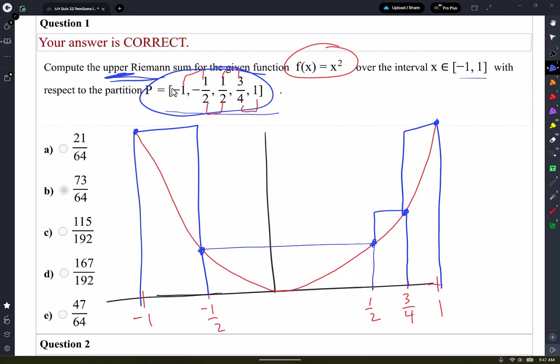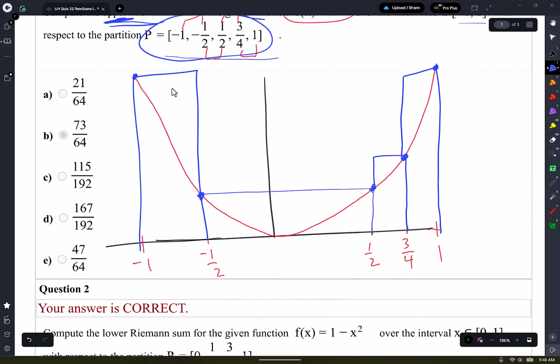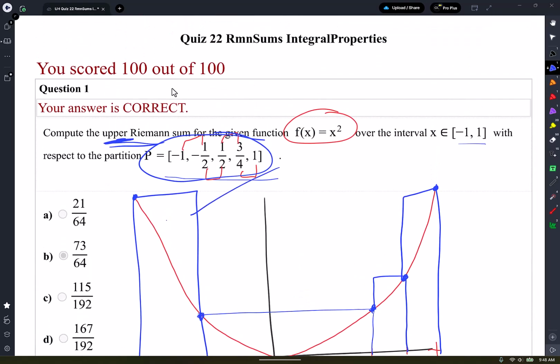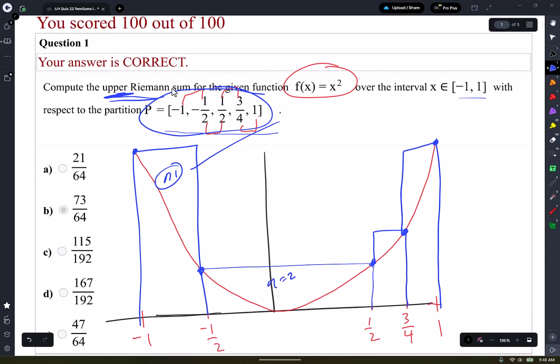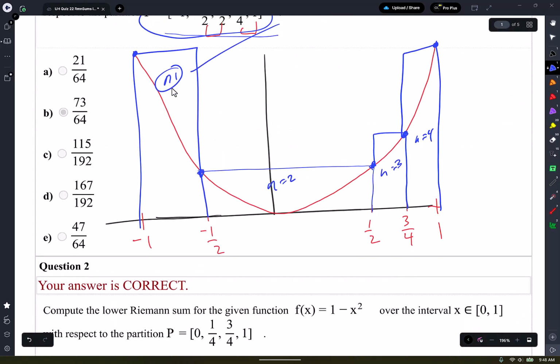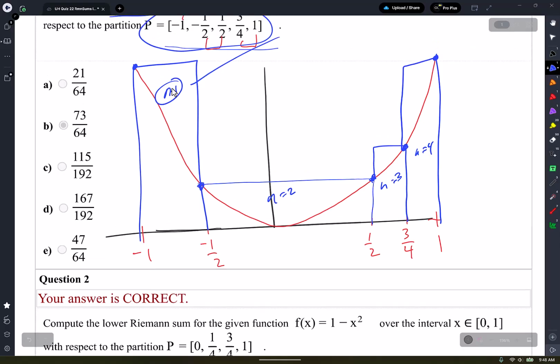All right, here we go. All it is now, guys, it's just basic geometry. How do I find area of a rectangle? That's all you're doing. That's all you're doing, guys. Here it is. This rectangle here, I'll call this rectangle 1, rectangle 2, rectangle 3, rectangle 4. All right. I'm just putting n equals 1, 2, 3, 4. Rectangle 1, width times height.